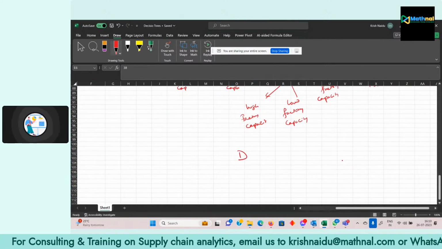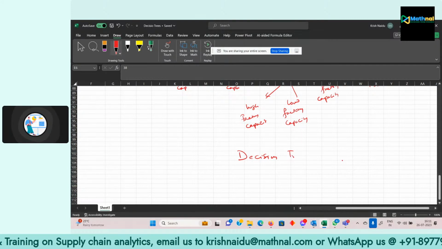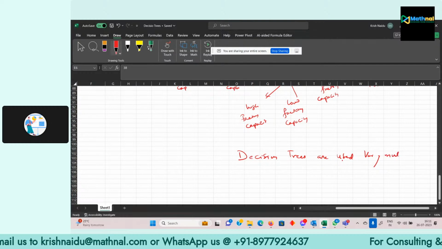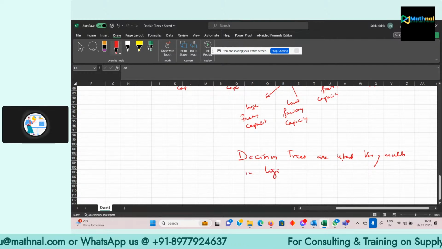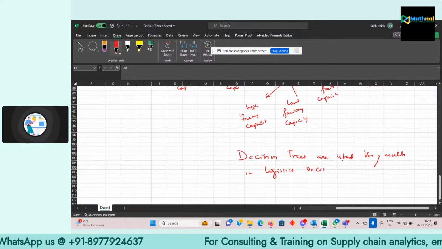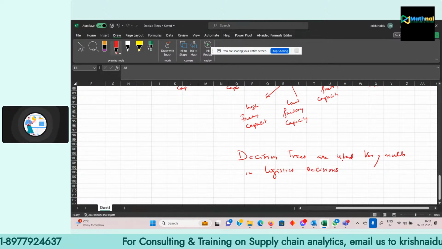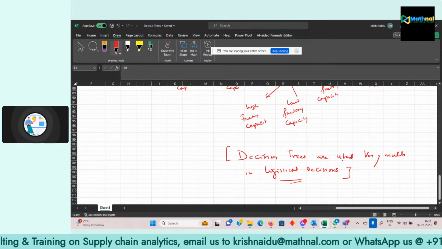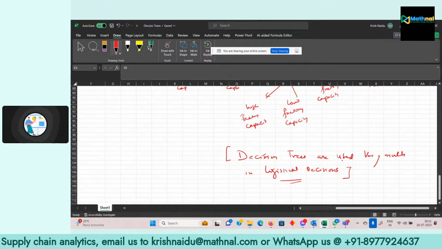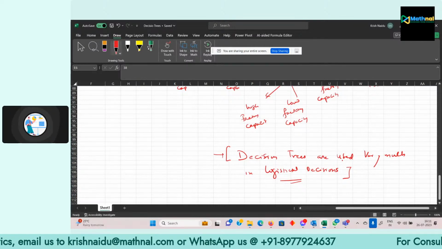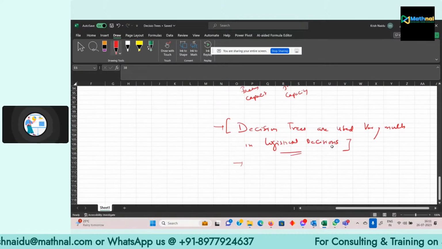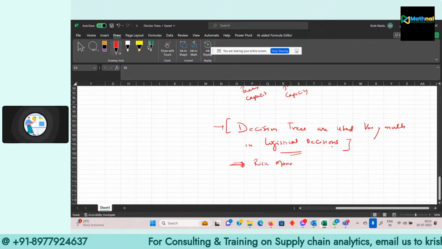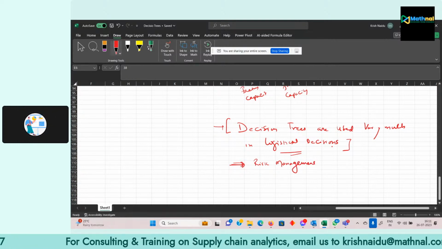Decision trees are used very much in logistics management or logistic decision making. This is why it has very high applicability in space research, medicines, and the defense sector. In supply chain, logistical decision making and risk management are the areas where it is heavily used.